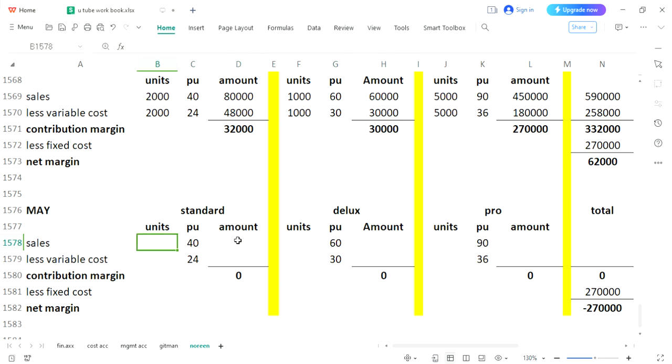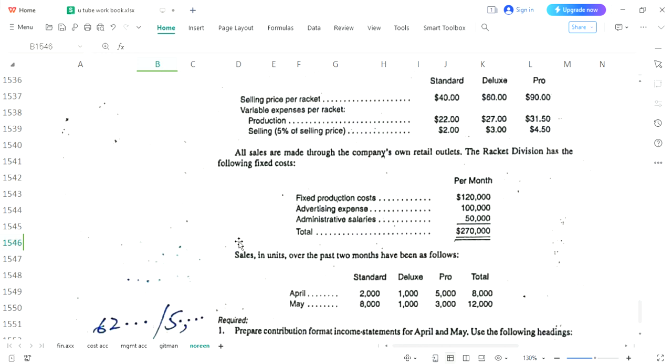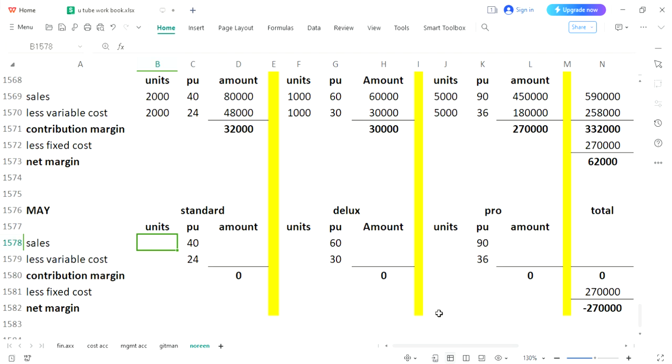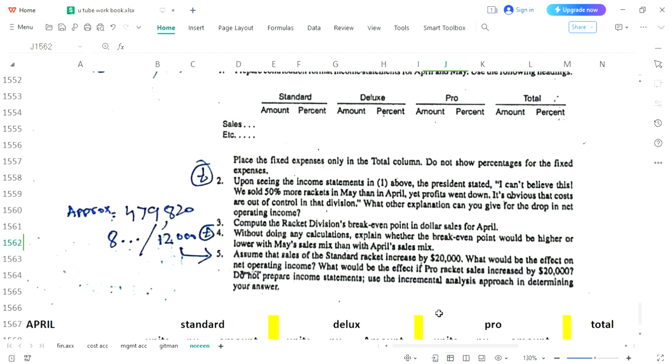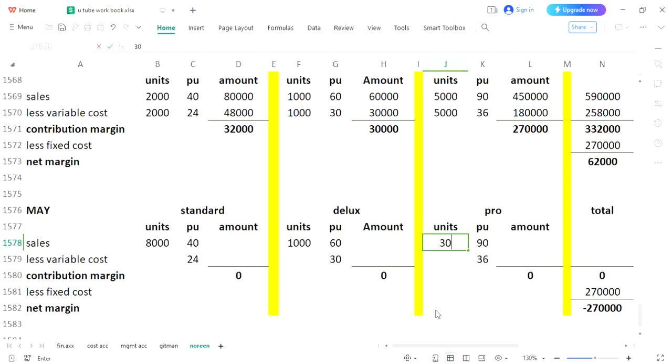We will go to the question and we'll see number of units for May. Here units are mentioned. April units were 215 and May units are 813. So what we will do, 8,000 units for standard, 1,000 units for deluxe, and finally what was 813. So 3,000 units for pro.